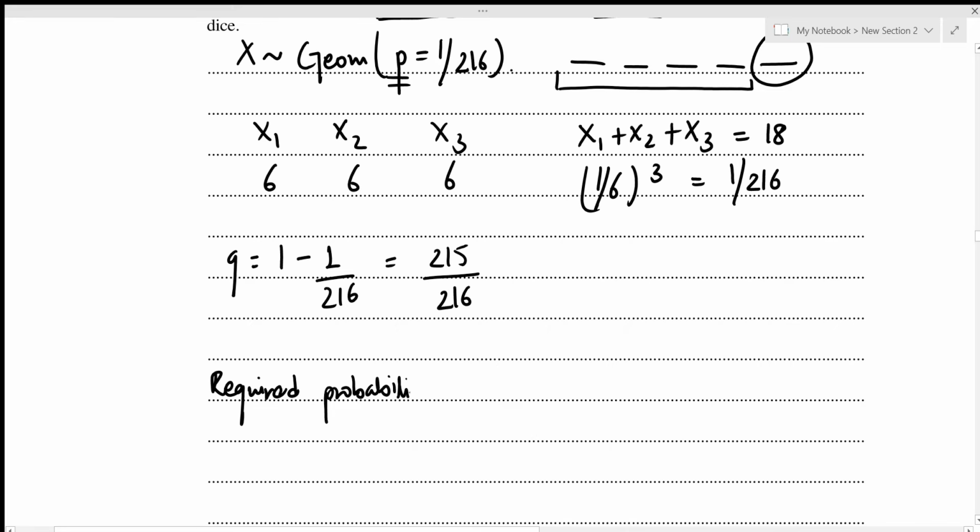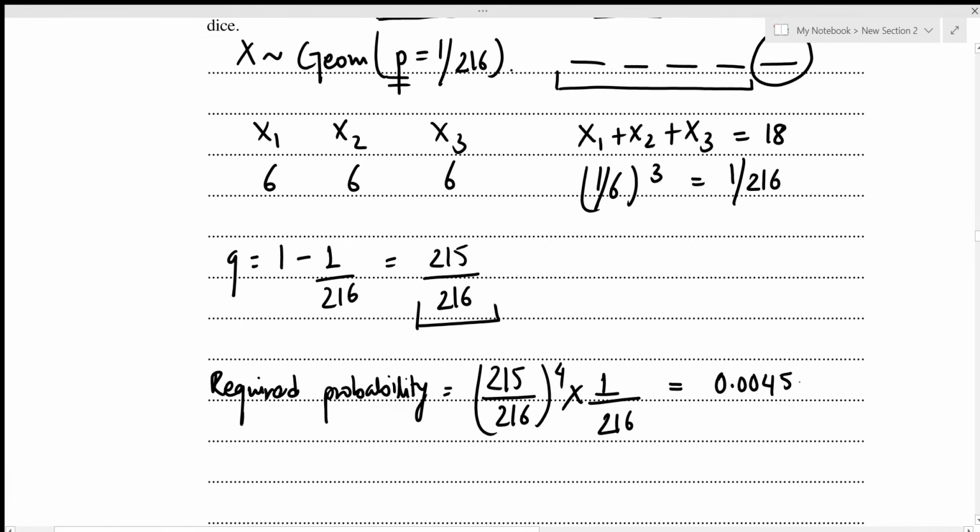So we require 4 failures. That's going to be this probability to the power 4. So 215 by 216 to the power 4 into the probability of success, which is given by 1 by 216. This gives us the total probability of 0.00454. That's the required answer.